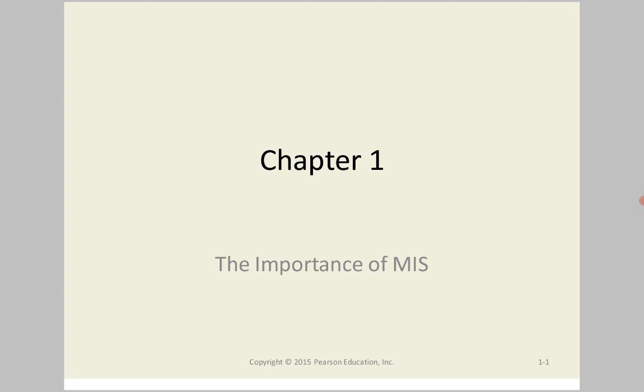Another term we frequently use is DSS. What is DSS? Decision support systems. DSS is another important term, which is also called decision support management systems or decision support systems.